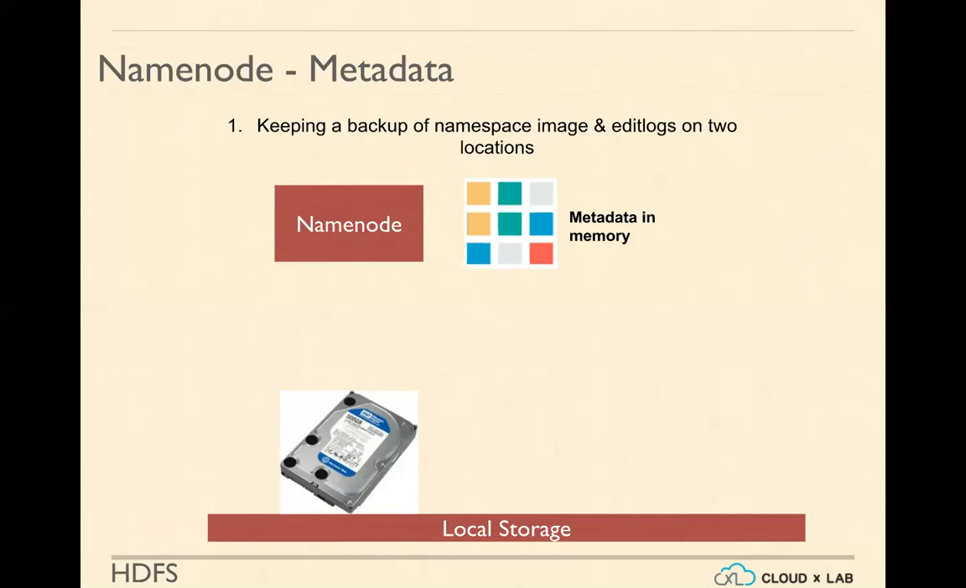Okay, now what happens next is the name node is keeping metadata in memory. How does it work?